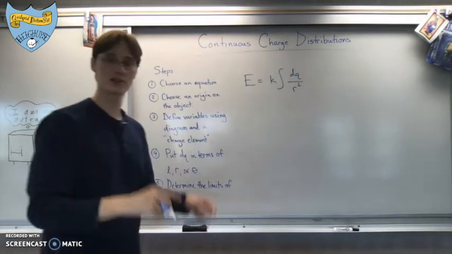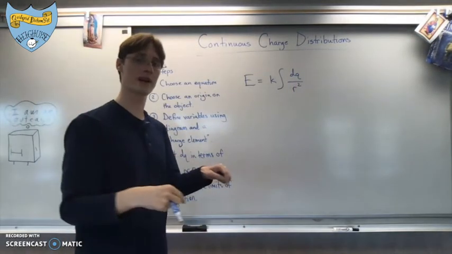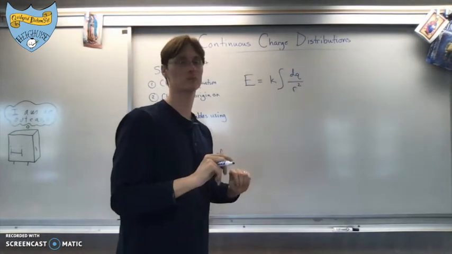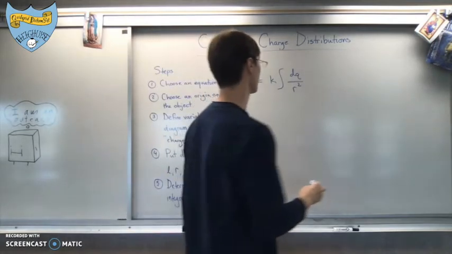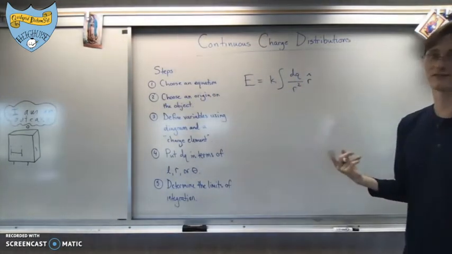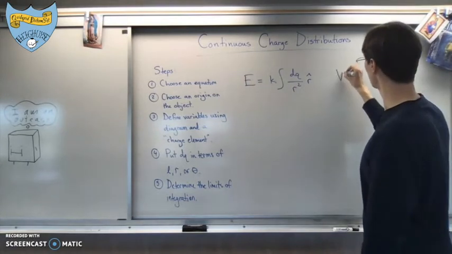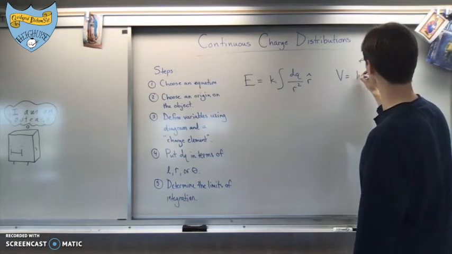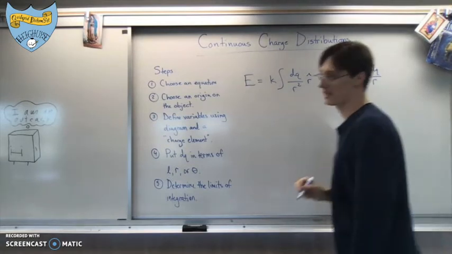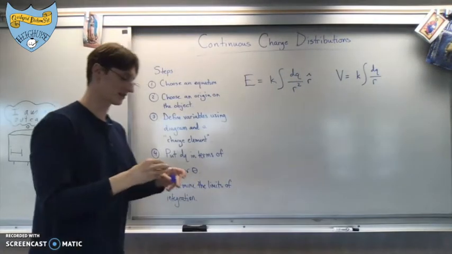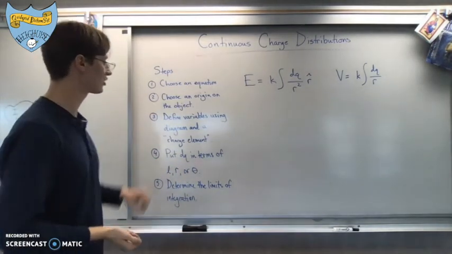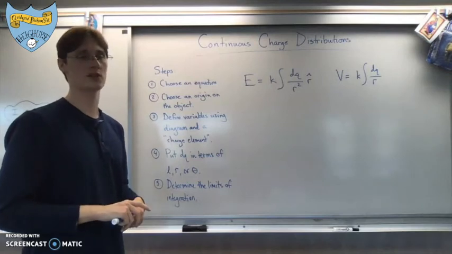Which is essentially just kq over r squared, but it's got this dq thing in there, which we'll talk about what that is in a moment. And also r hat, because it's a vector function. And then also the formula for electric potential, which is that. So depending on which thing you're asked to do, you will choose one of those two equations. All right, next thing is choose an origin on the object.